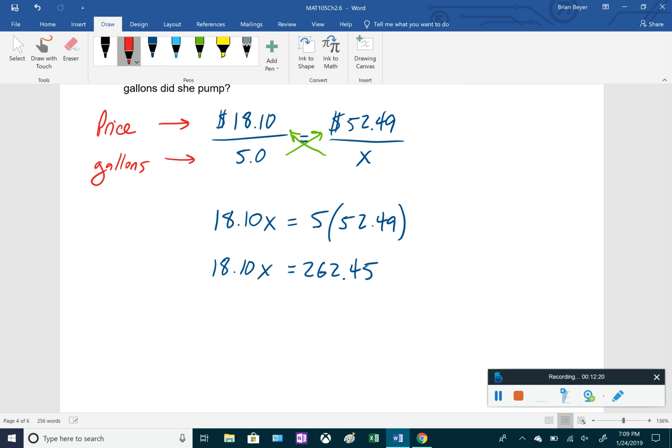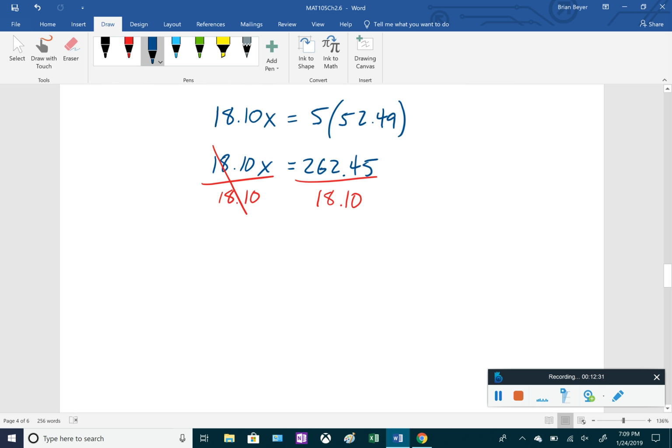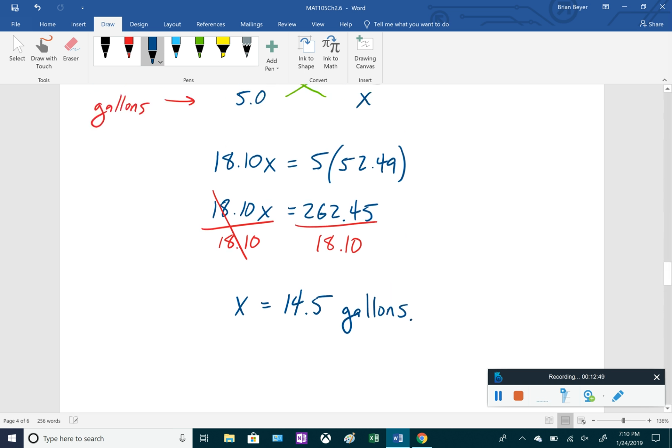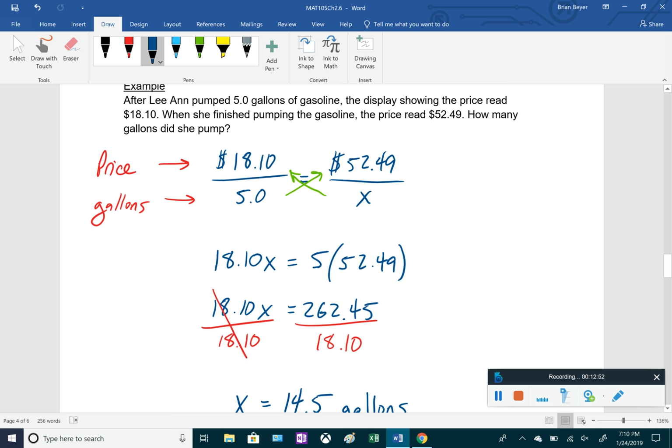And now to get x by itself, we need to divide both sides by 18.1. Okay, so that gives us x alone on the left. So 262.45 divided by 18.1 gives us 14.5. So this is in gallons. So let's see if it makes sense. So we said our answer is 14.5 gallons. So 5 gallons was $18.10. 14.5 gallons cost $52.49. So sure, makes sense. We didn't get some crazy number. It seems reasonable.